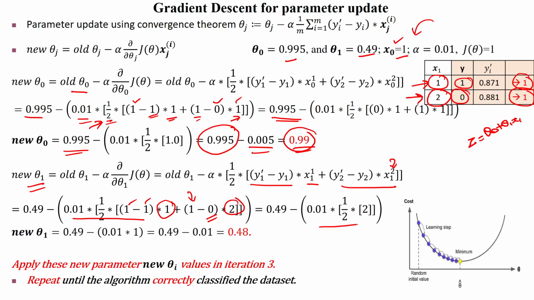When you simplify the term, you are getting 0.48. Previously it was 0.49. So now the parameters are updated in the second iteration. Like that we have to repeat until we get 100% or close to 100% accuracy. When you reach the minimum error, you have to keep applying these steps until the cost value is close to 0. So this is the way to compute the gradients for each and every problem in logistic regression classification.